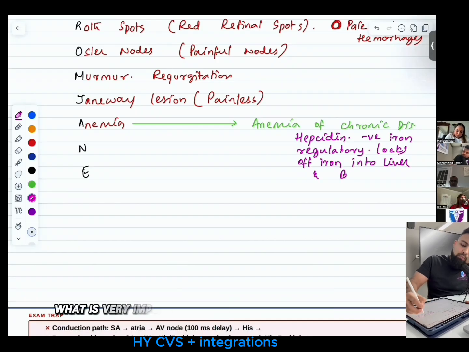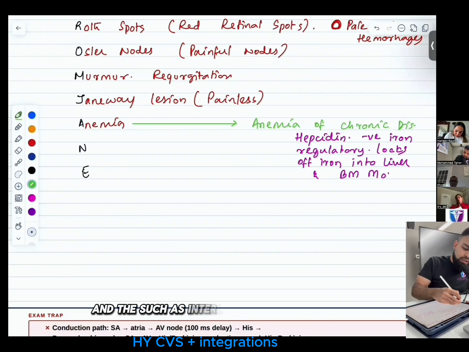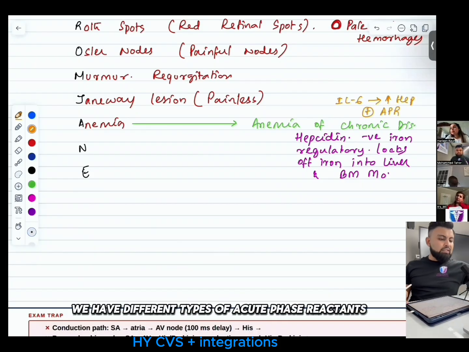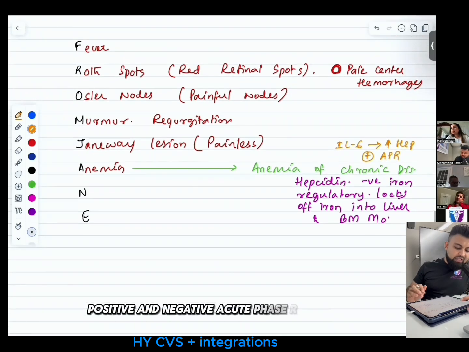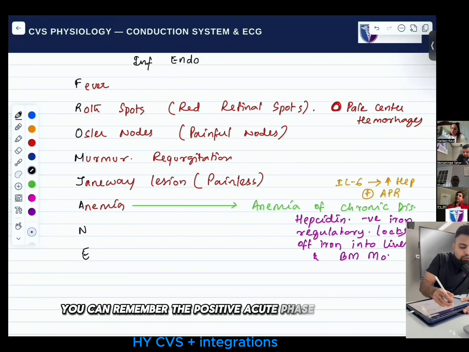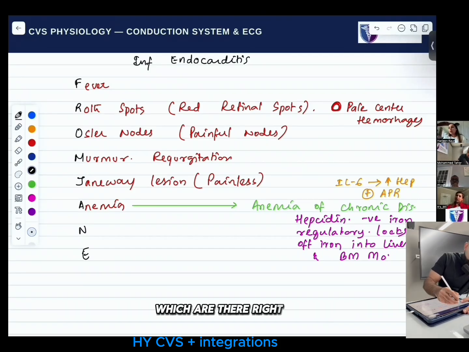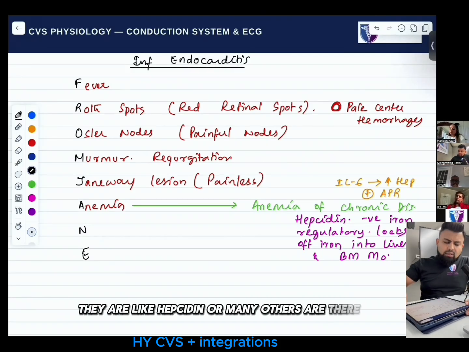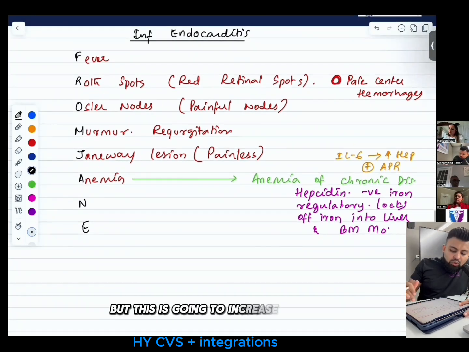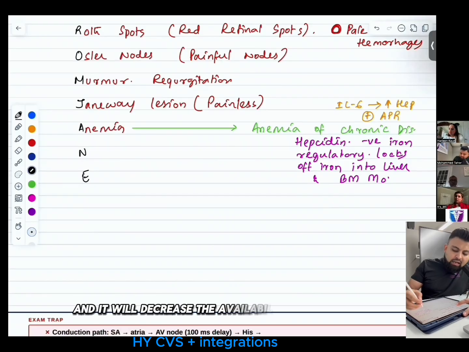What is very important to remember about this hepcidin: whenever inflammation is happening and cytokines such as interleukin 6 are increased, interleukin 6 is going to go to the liver and increase the production of positive acute phase reactants, APR. We have different types of acute phase reactants, positive and negative. Positive acute phase reactants include hepcidin, and many others which we'll discuss, like C-reactive protein. But this is going to increase hepcidin and it will decrease the availability of free iron.